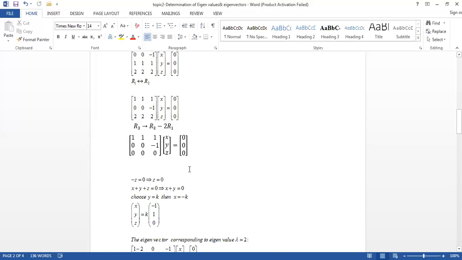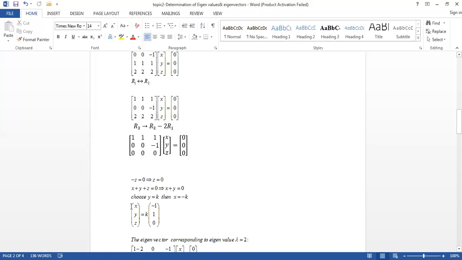Now I am assigning an arbitrary value for one variable. Let's say y equals k. So choose y equals k. Then the x value is minus k. Now we know the values of x, y and z.